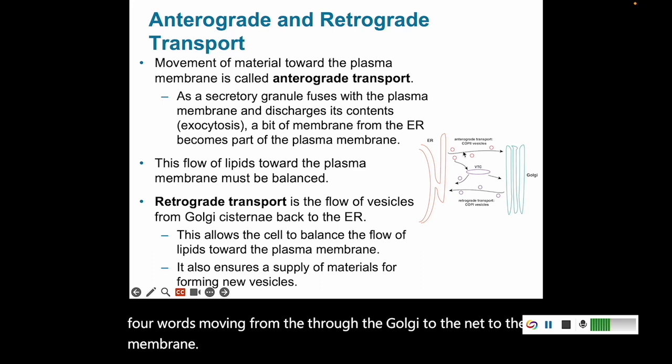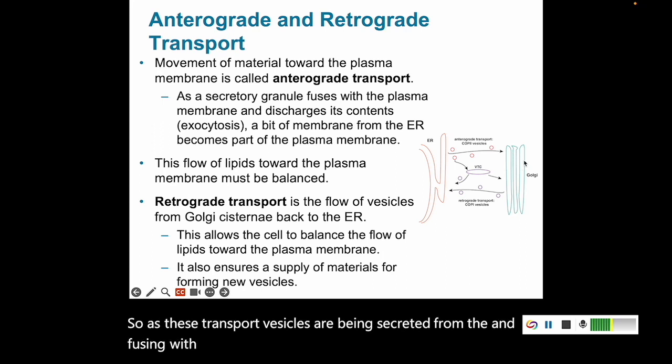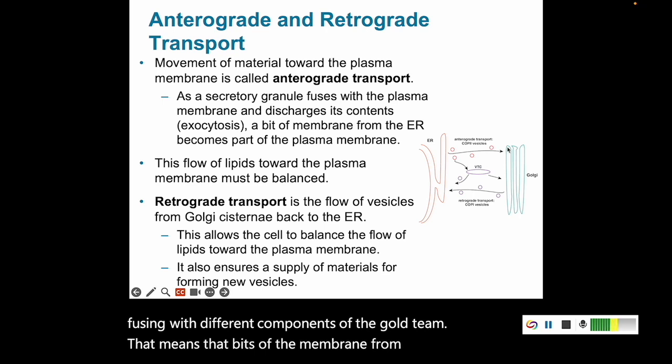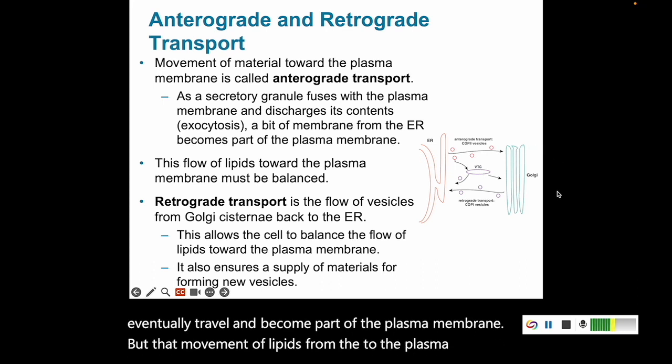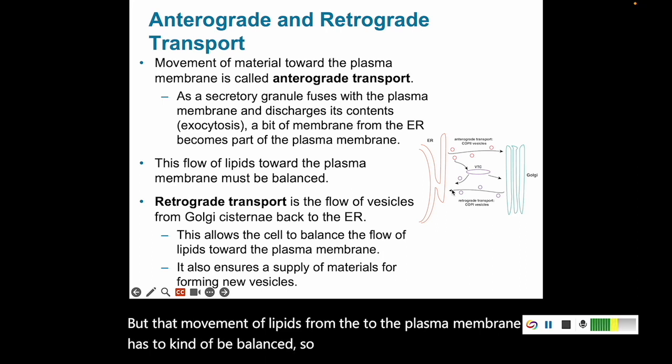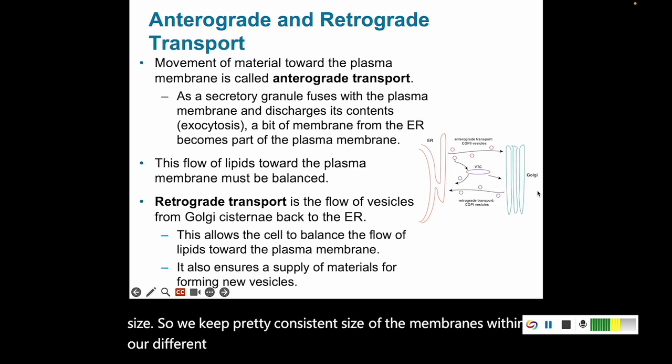As these transport vesicles are being secreted from the ER and fusing with different components of the Golgi, bits of the membrane from the ER are going to eventually travel and become part of the plasma membrane. But that movement of lipids from the ER to the plasma membrane has to be balanced so that we keep a consistent cell size and a consistent size of the membranes within our different organelles. So there's retrograde transport.